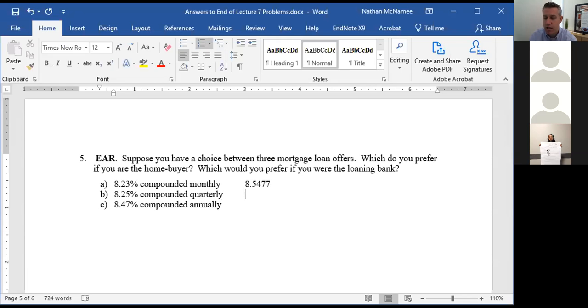Okay, let's do the last one. For nom, push the up arrow and we're just going to type 8.47 and hit enter for nom.